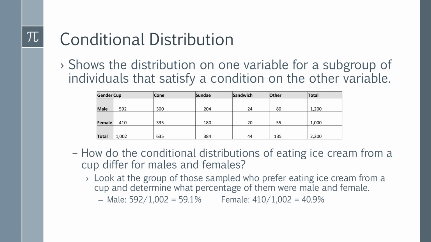You could do that for cone, sundae, anything else, or any other contingency table that you have, and you could get a conditional distribution. You're just looking at one variable conditional on another variable.